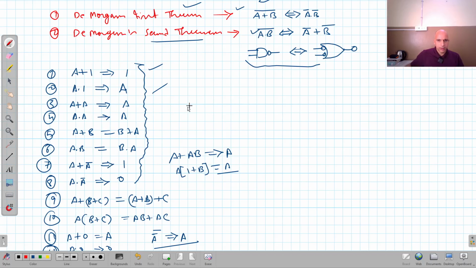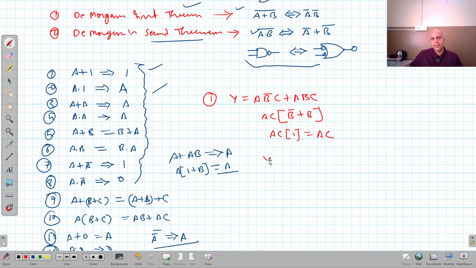You will be given an example: draw the corresponding circuit for the given Boolean expression. Question number 1: Y is equal to A B bar C plus A B C. Now if you look at this expression, it can be simplified. Otherwise it looks like you require 3 inputs. But let's see how it will be simplified. A and C are common. AC, we are left with B bar plus B. So B bar plus B, you look at here, where is it? Yes, this one. It is A plus A bar, meaning B plus B bar is 1. So AC into 1 means AC. So it means Y is equal to A into C.